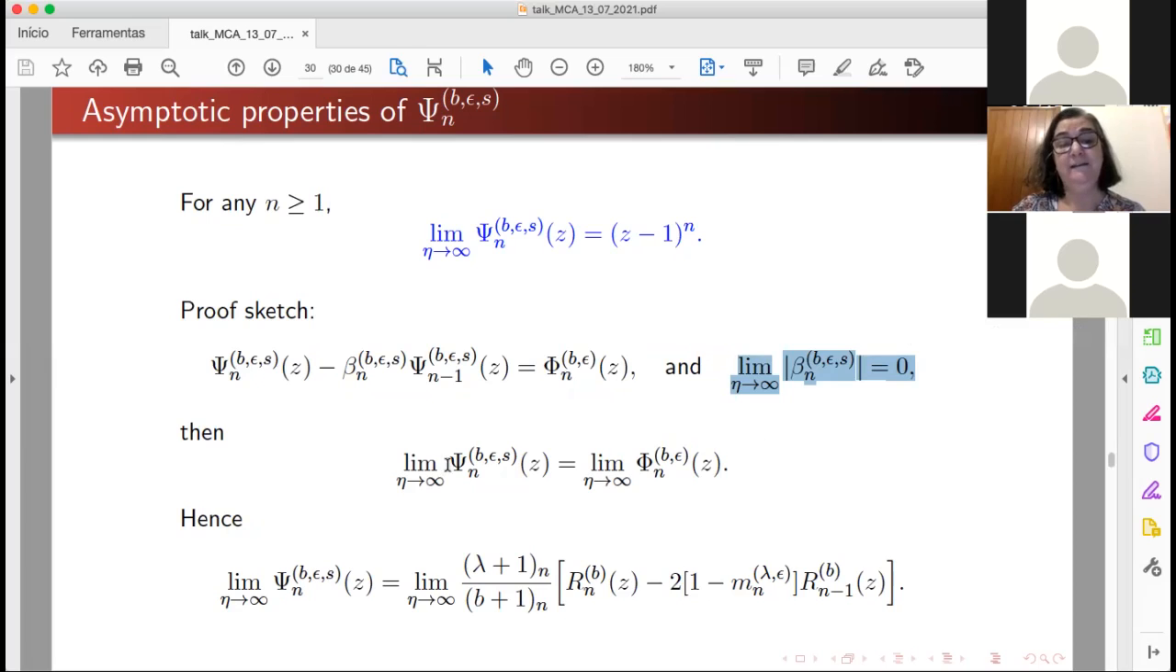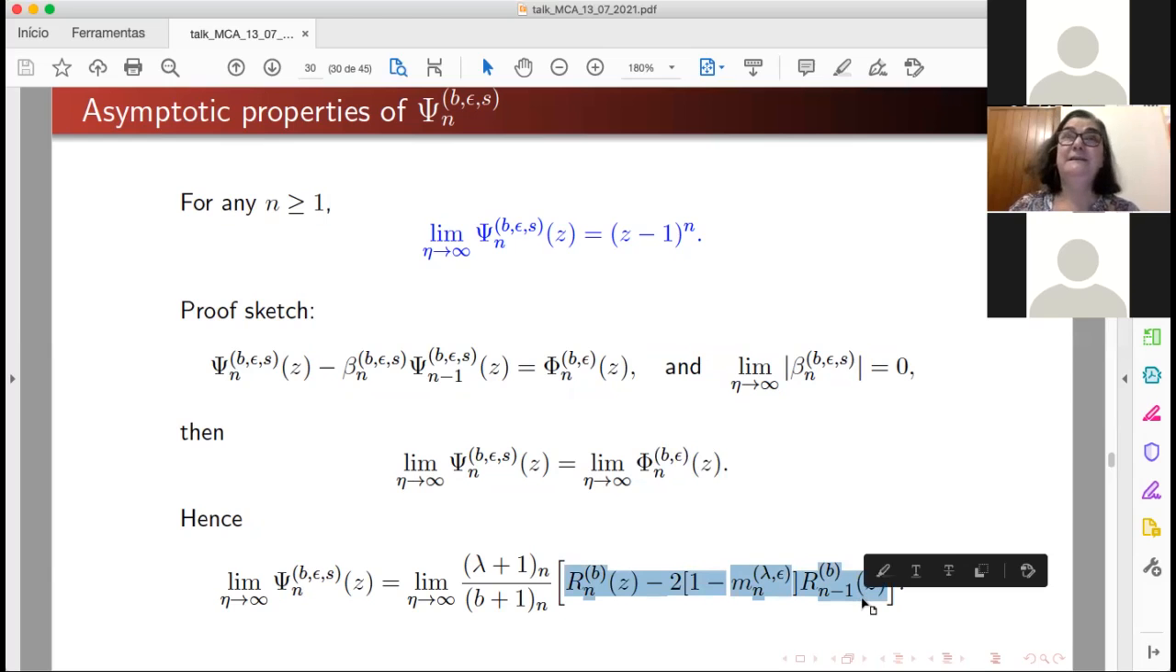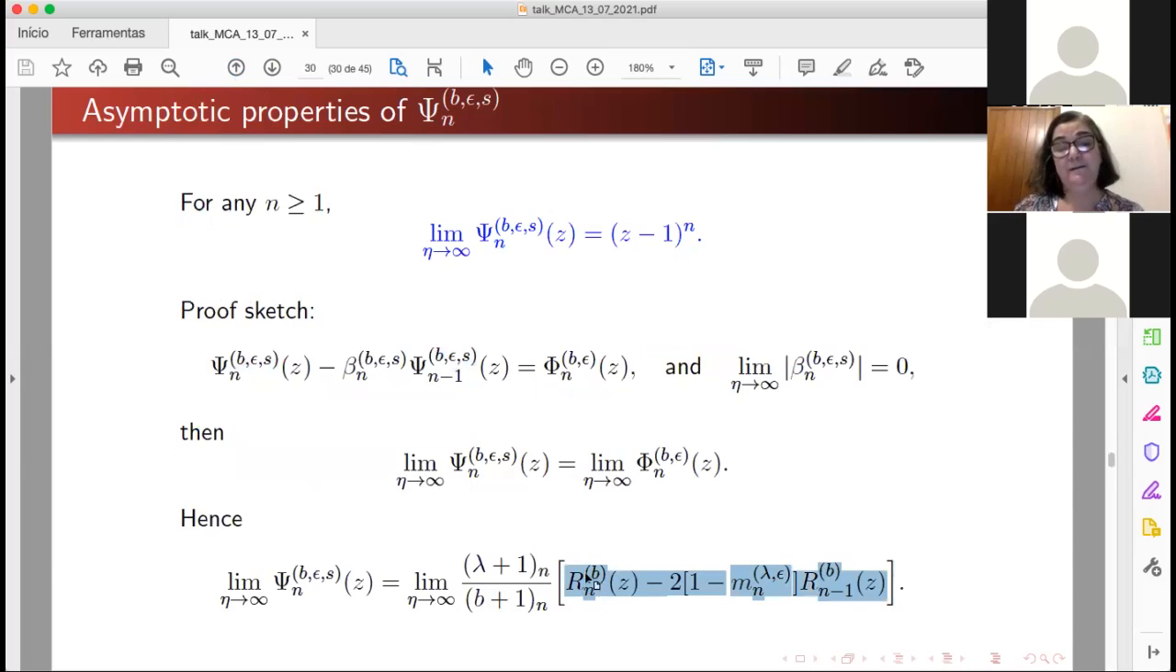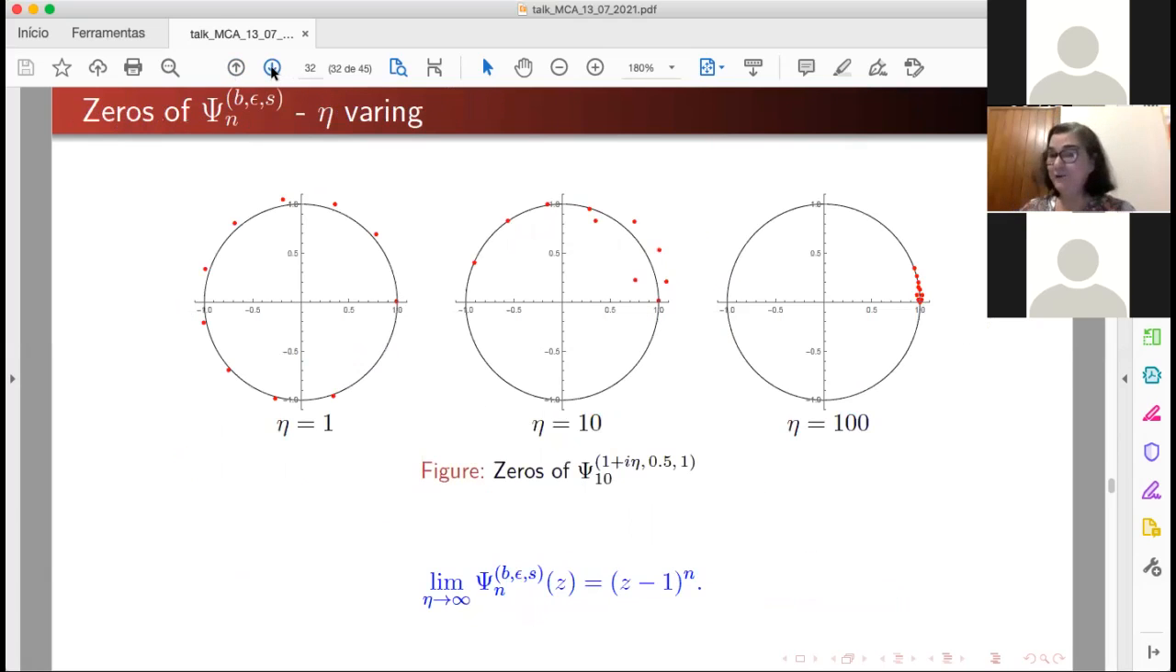So we have that the Sobolev polynomials and these polynomials go to the same limit. We know before that these polynomials are written in terms of the paraorthogonal polynomials, so we managed to prove that this part here goes to (minus 1)^n, and this part here goes to 0. Let me just show some pictures.